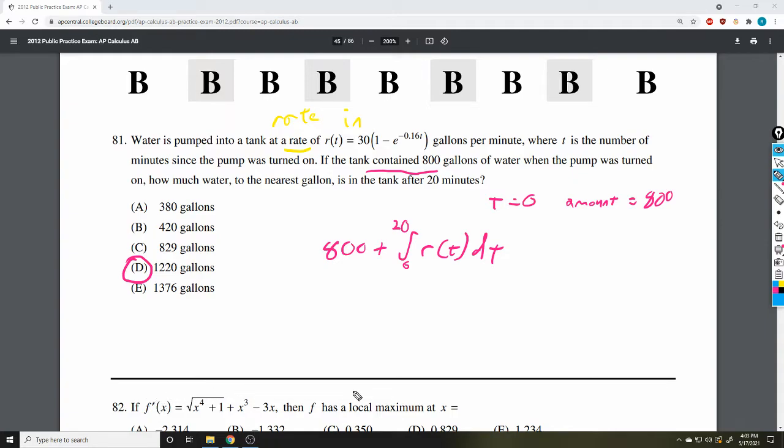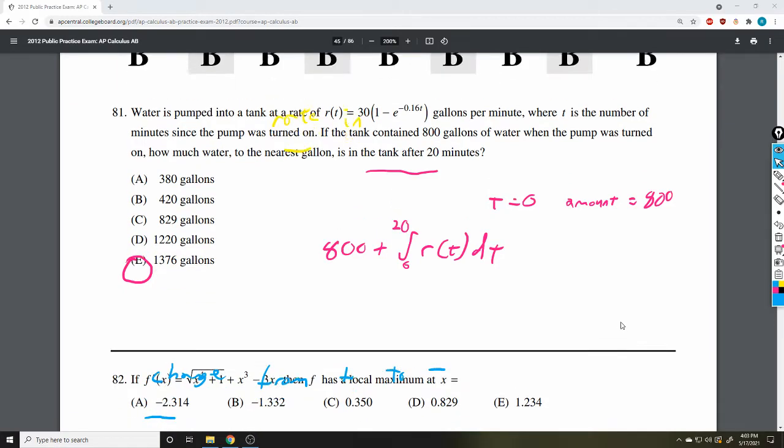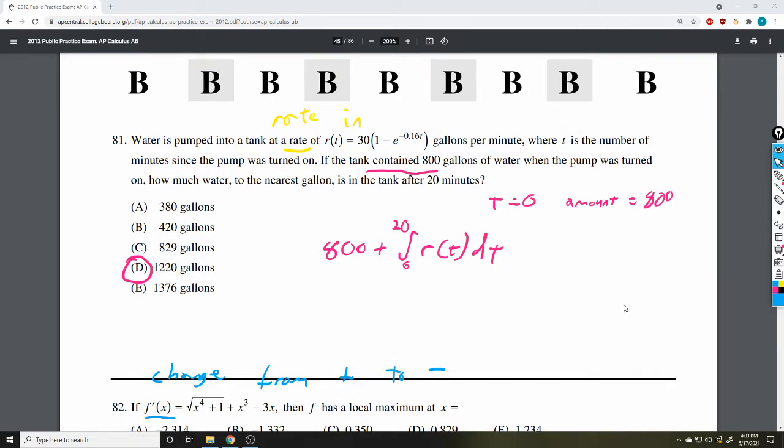I want to know when F has a local maximum. Maximum means that this should change from positive to negative. F having a maximum means that F prime should change from positive to negative. And so we put that function in the calculator, look at where it changes from positive to negative, and it's going to change from positive to negative at C.